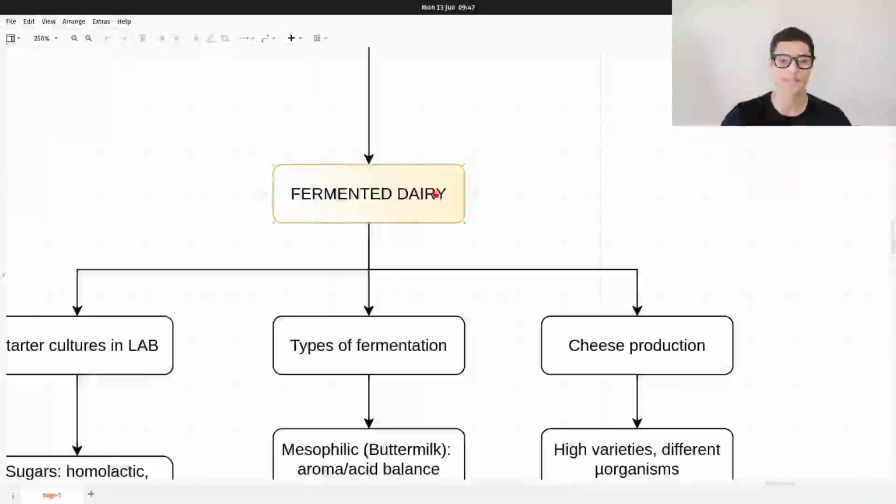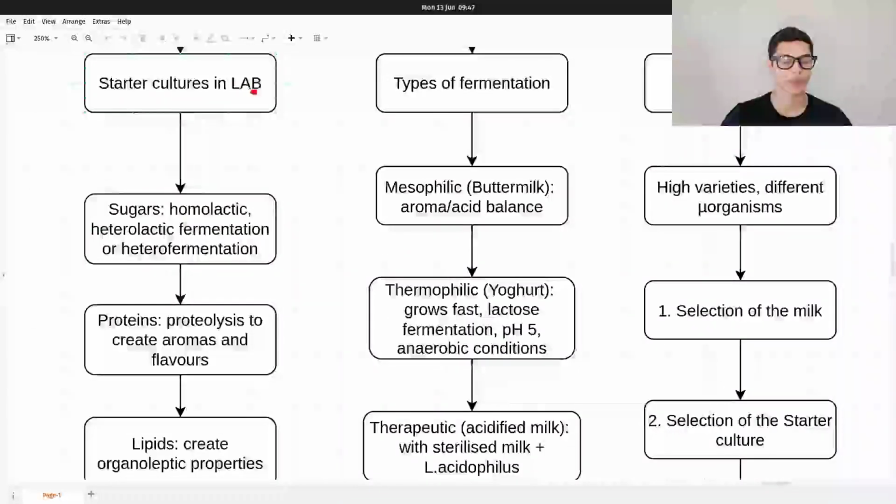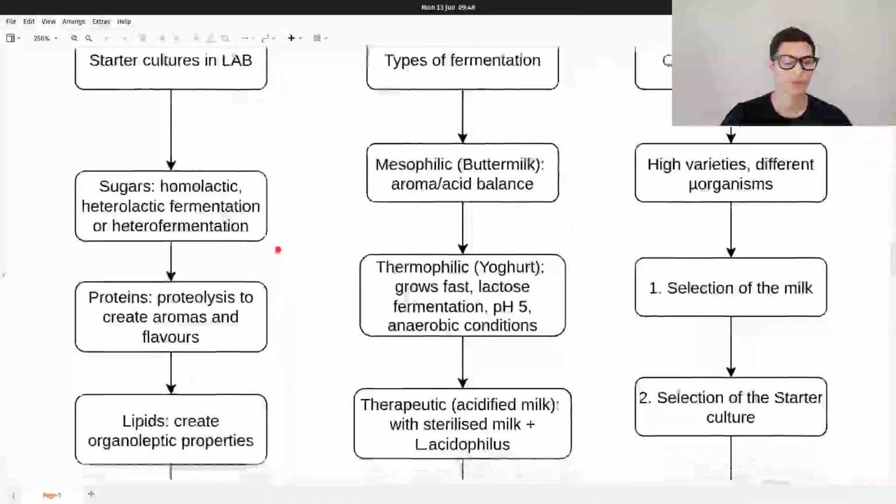Then we have fermented dairy. Well, this is probably the most common one. When we use the lactic acid bacteria for the fermentation of the milk, the sugars will undergo either a homolactic or a heterolactic fermentation, or even a heterofermentation.